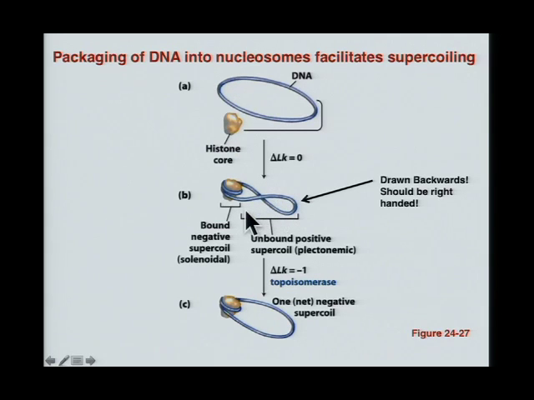And the role of the topoisomerase, at least in eukaryotic cells where this can occur, is to relieve this strain, to stabilize the underwinding around the histones by removing the positive supercoils that form as a necessary result of underwinding around the histones.